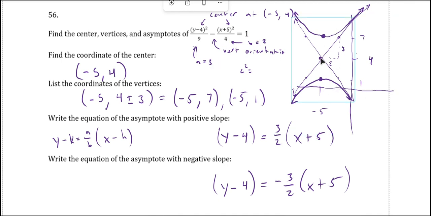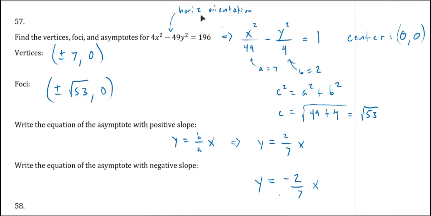And that tells me sort of how far I have to go in order to get from the center to a vertex. That's my a value. But notice that is actually a y in this case. So if we're talking about slopes of the asymptotes, rise over run, that's going to be a over b as opposed to b over a from last time. So our equations of the asymptotes are going to look as such. And here I'm just going to leave them in point slope form.